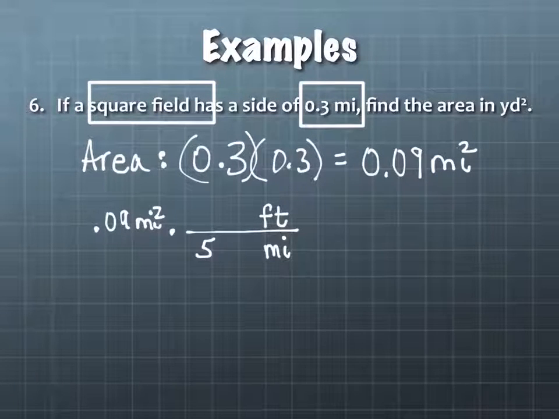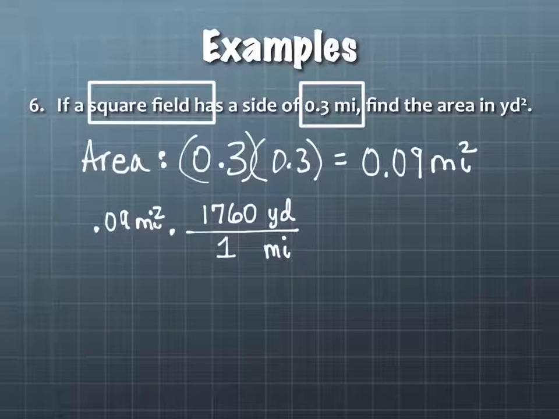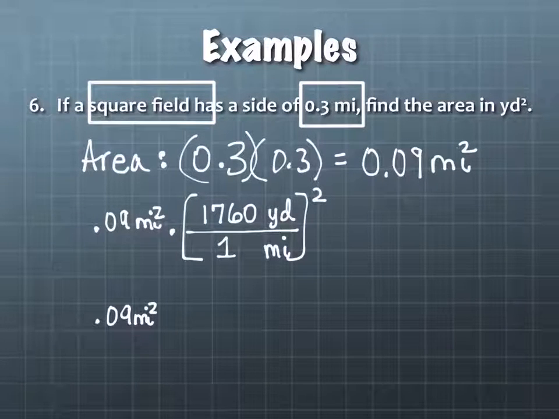I'm sorry. Did it want it in yards? I'm sorry, I looked at it wrong. Thank you. Into yards. Okay, so the number between the miles and the yards is 1760. There are 1760 yards in 1 mile, but I want them squared so I can square all the values. Again, you don't have to do it this way. The other option would be to take the 0.09 miles squared.